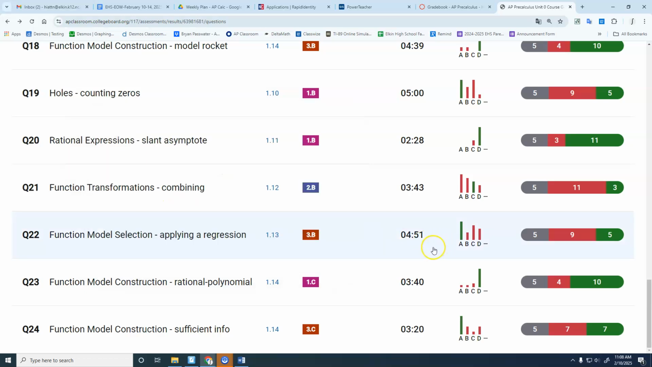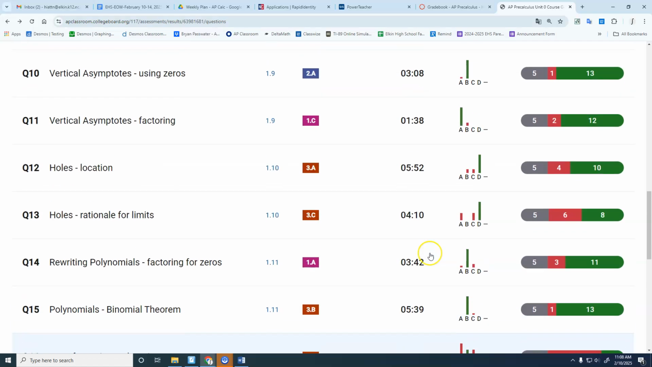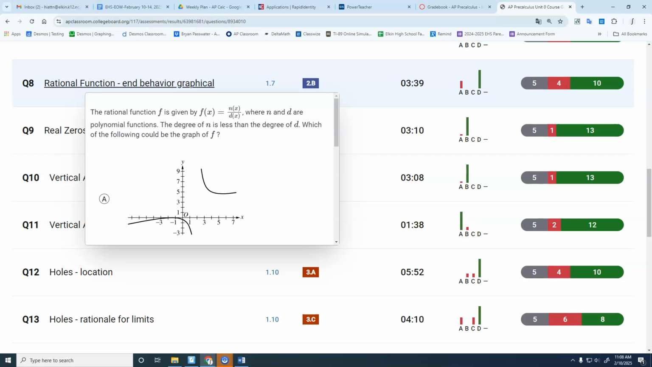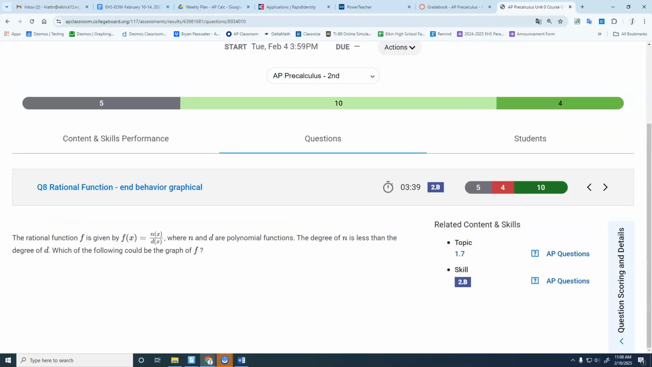Let's see. Those are all the ones that we missed pretty badly. Reese, which one did you have a question about? Okay. For 8.